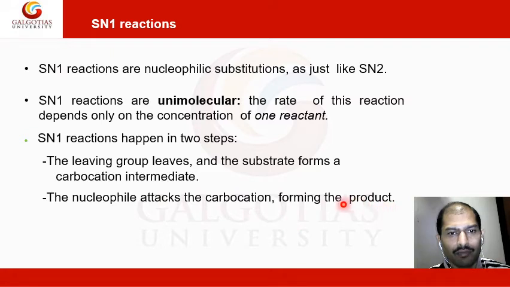forming the product. If you remember, in the SN2 reaction the nucleophile attacks the substrate and, at the same time, the leaving group is leaving from that particular site. But here the intermediate carbocation is formed first and then the nucleophile attacks, not simultaneously as in the case of SN2 reactions.